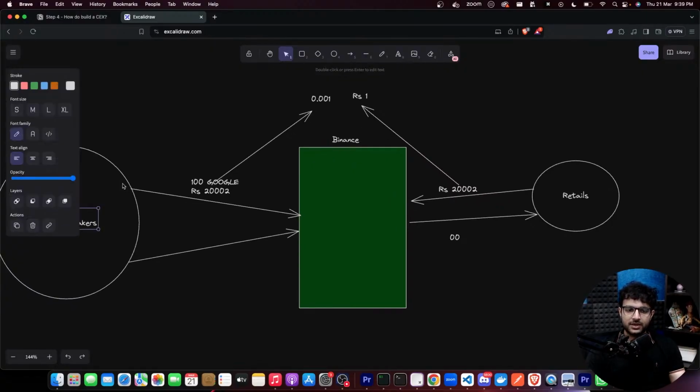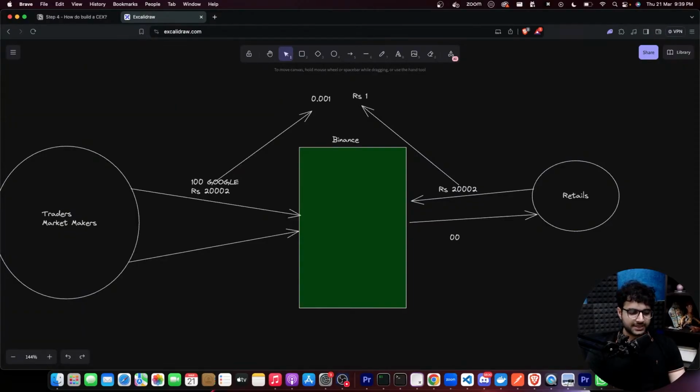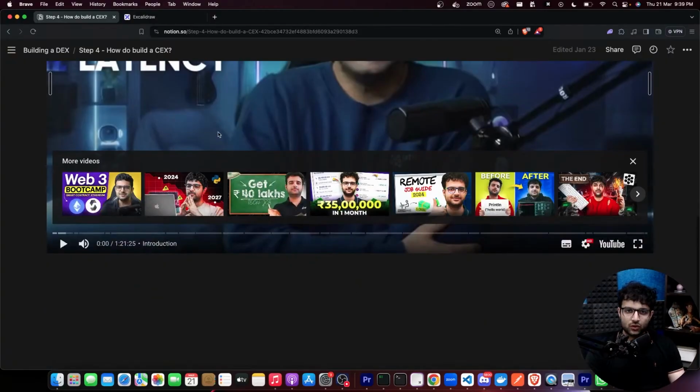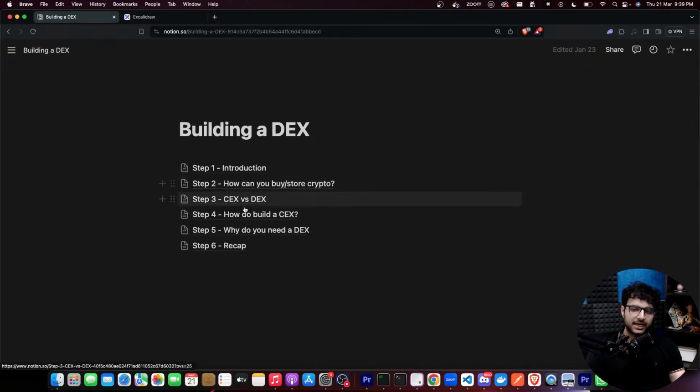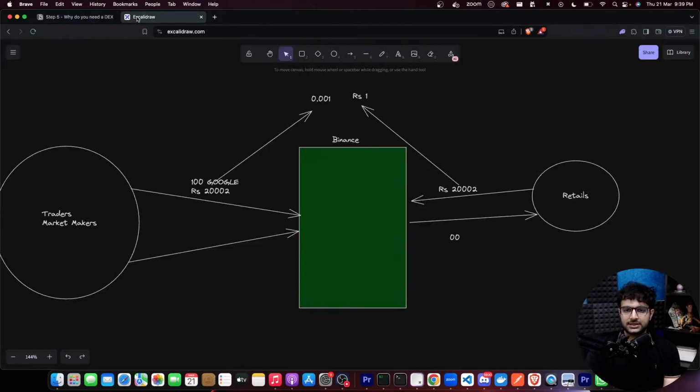Usually there are two types of people. There are market makers and there is retail. But that's a high level of how a centralized exchange works. If you want more detail, this video pretty much covers it, also codes it. So that's how a CEX, or a centralized exchange, works. The question is, why do you need a DEX? And why can't a decentralized exchange do something similar?